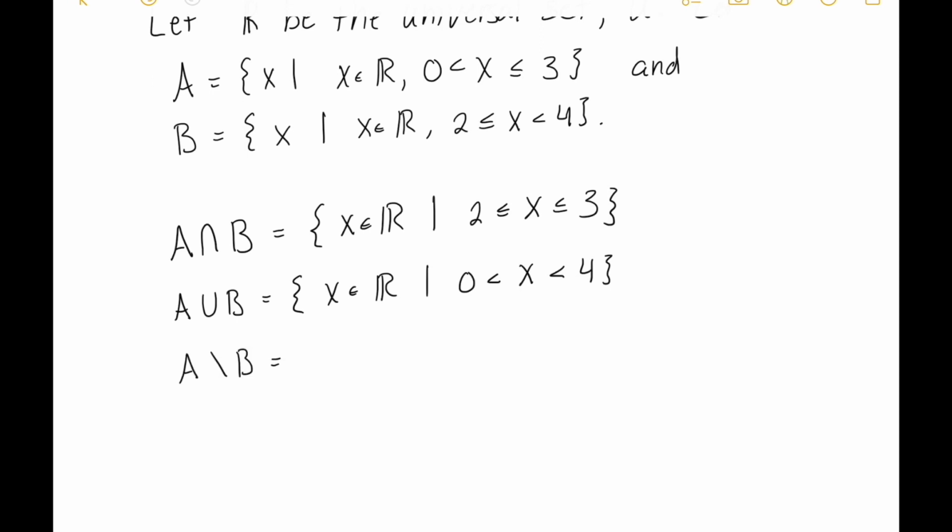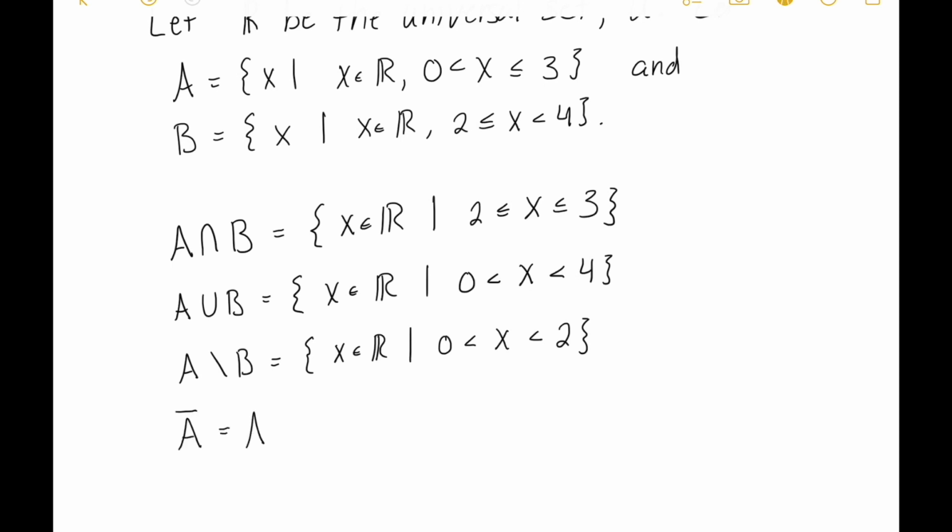A minus B is where we take A and we remove anything from A that also happens to be in the set B. Therefore, we're going to remove everything from the set A that is bigger than or equal to 2 because B starts at 2. A minus B ends up being the set of all x in R such that A starts at 0, no conflicts there with B, and then it goes up to 2, and we have to do less than 2, not less than or equal, because we don't actually want to include 2, because 2 is in B. We've removed the things from A that are also in B.